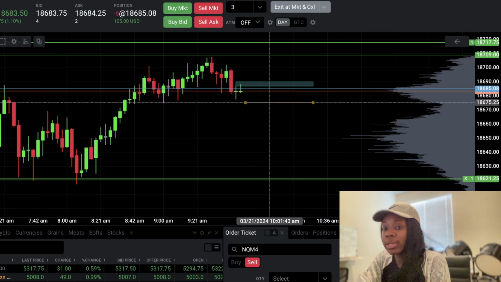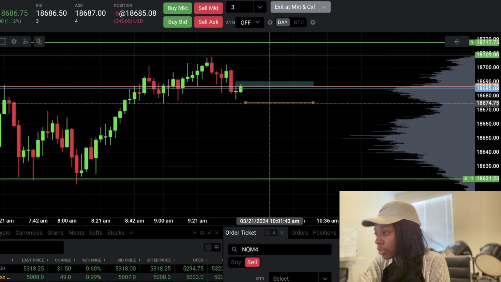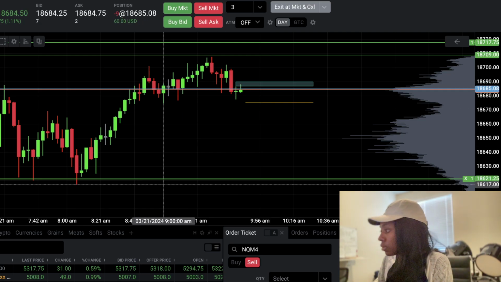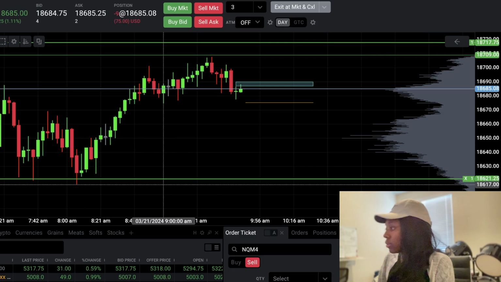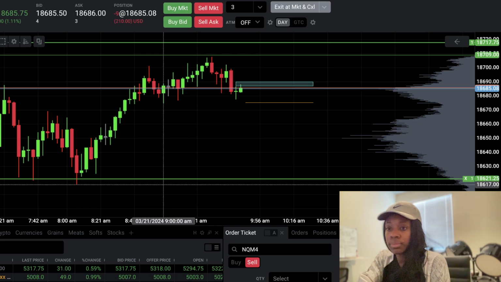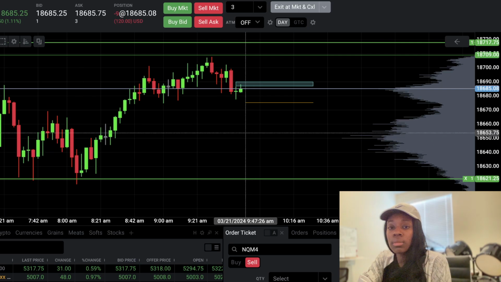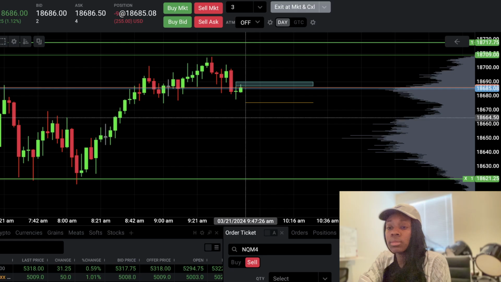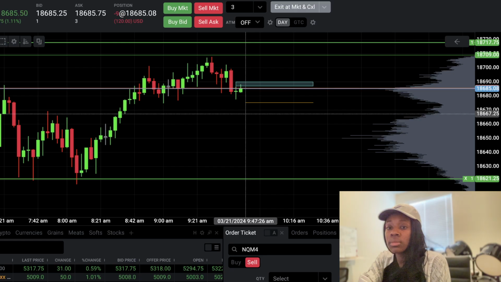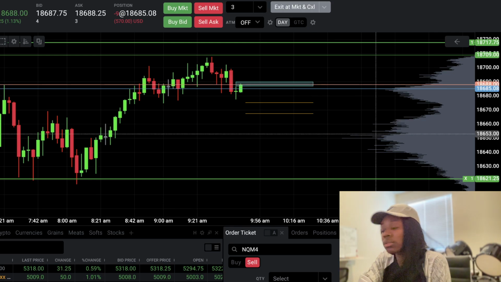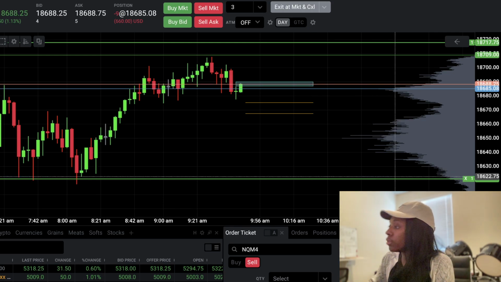So this is our 3-minute 50 moving average, which is sitting about right here. And this is our 5-minute 50 moving average.